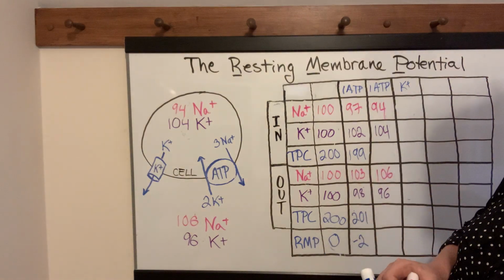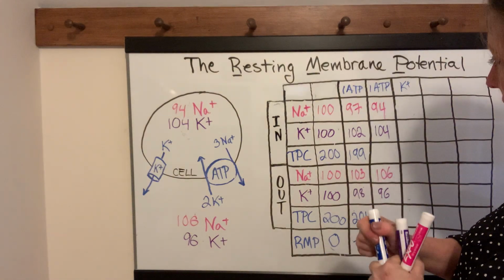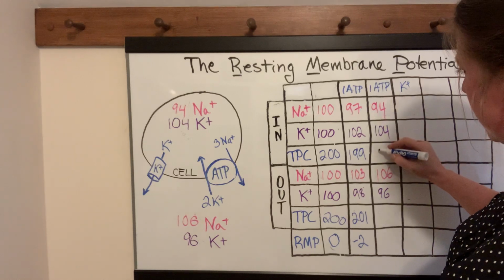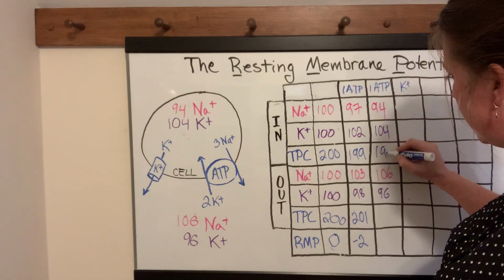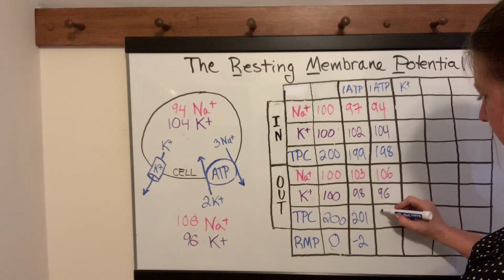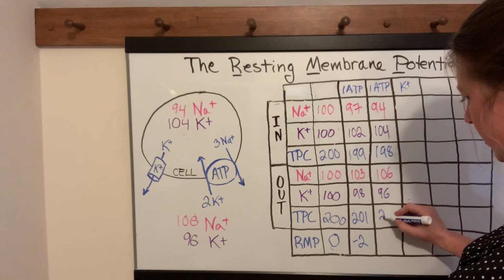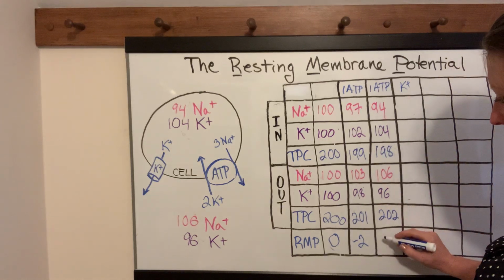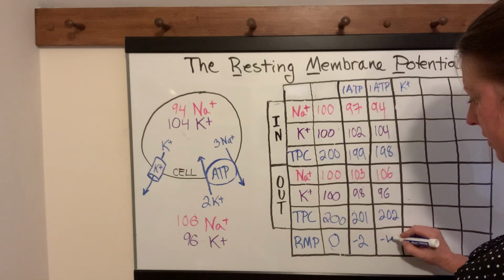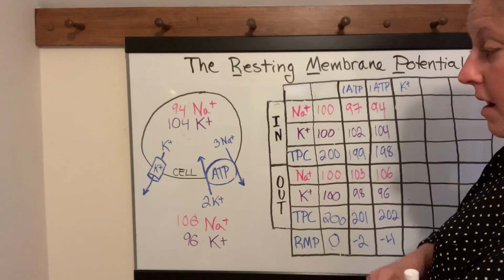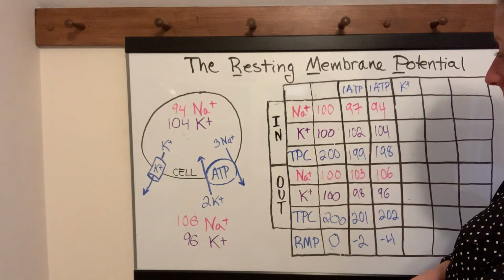And now let's add up the total positive charges. 94 plus 104 equals 198. 106 plus 96 gives us 202. 198 minus 202 is -4. So the membrane potential just became more exaggerated.